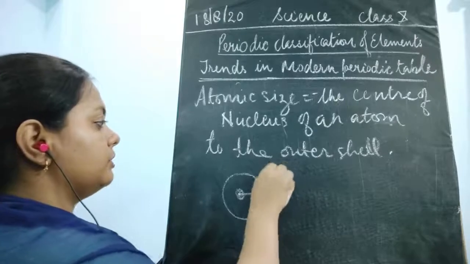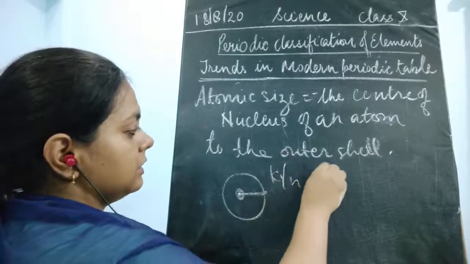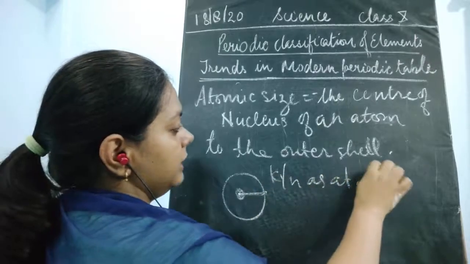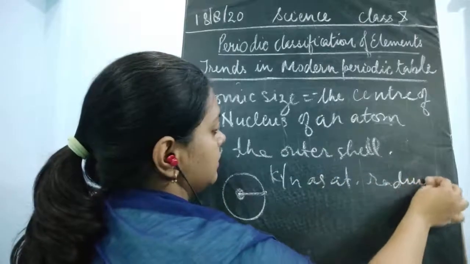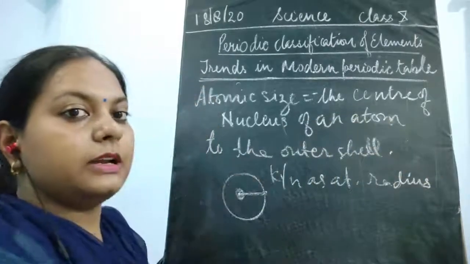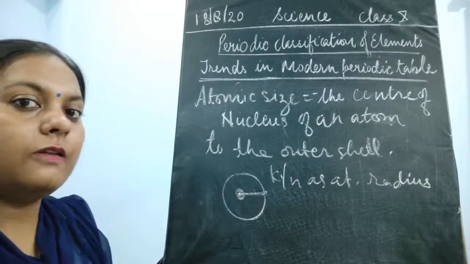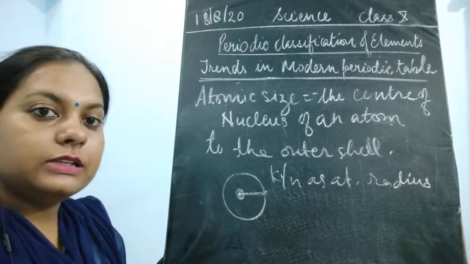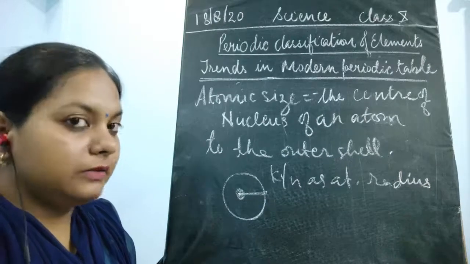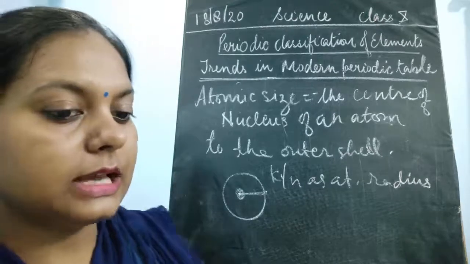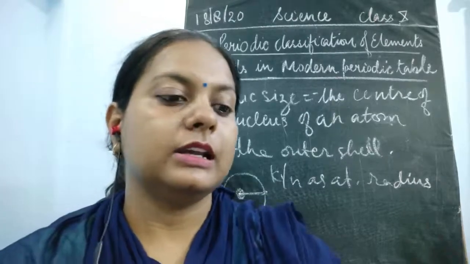This is also known as atomic radius. Okay. Now what is this atomic radius? It is just the measure from the center of the nucleus till the valence shell. Okay. The size from the nucleus till the valence shell.